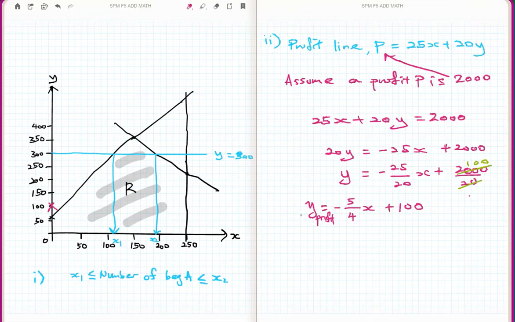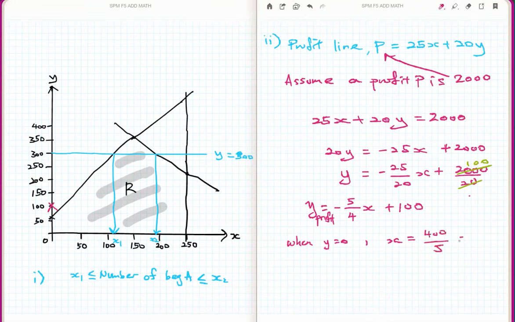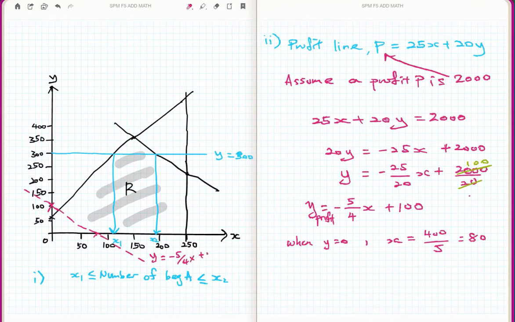But an easier way, that would be when y is 0, x would be 400 over 5, that would be 80. So x is 80, that was somewhere here maybe. Then you may use a dotted line or solid line, dotted is easier to identify them. So this is my y equals negative 5 over 4 x plus 100. This is my profit line.